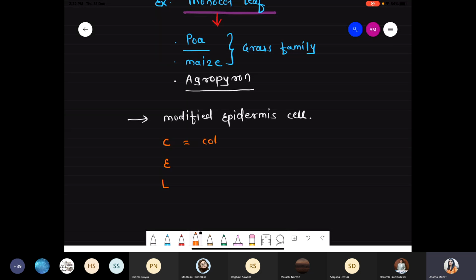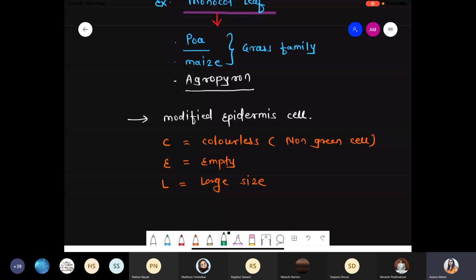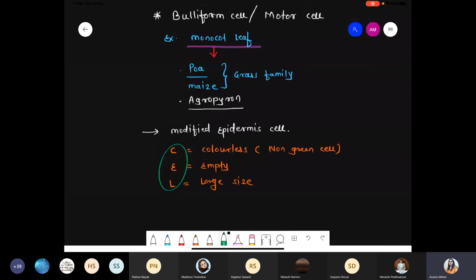C stands for colorless. Such cells are colorless, meaning non-green cells. Bulliform cells are basically non-green cells. Another one, these are empty cells. And another one, as compared to the epidermis, they are quite large in size. So we are talking about CEL as a code word. Bulliform cells or motor cells are one kind of modified epidermal cell: modified, colorless, empty, and large in size.